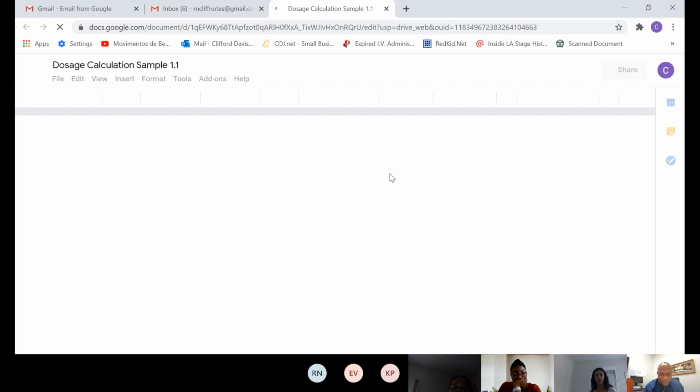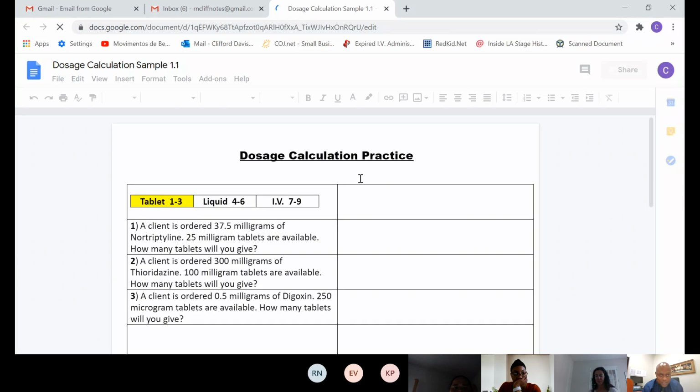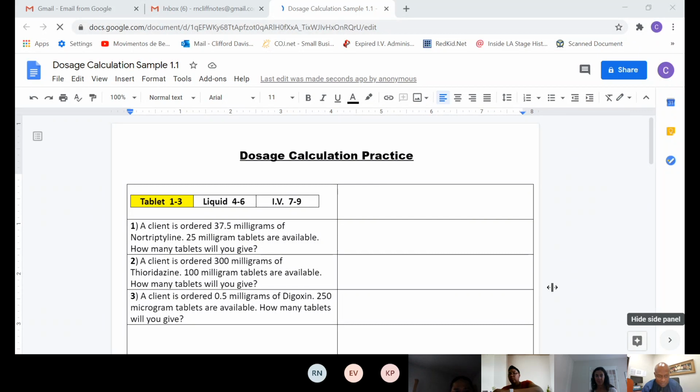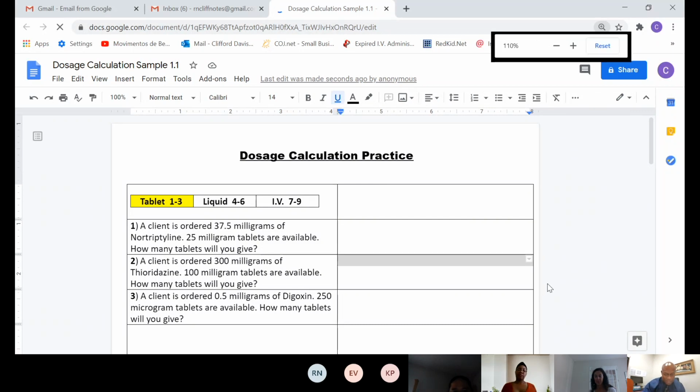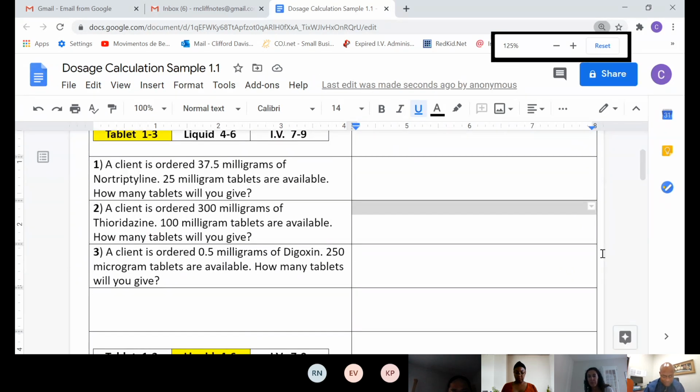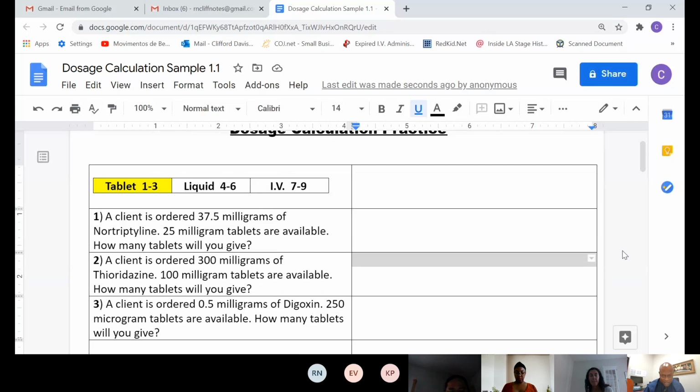All right, so on your paper, here's what I want you to do is solve these first three problems. See if I can make this bigger for everybody there. Can everybody see that okay? Yes. Yes? Okay, great. So numbers 1 through 3 will be tablet. Numbers 4 through 6 will be a liquid type of problem. And numbers 7 through 9 will be IV.